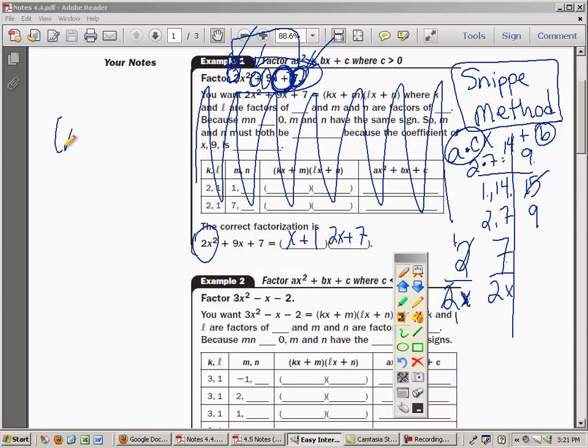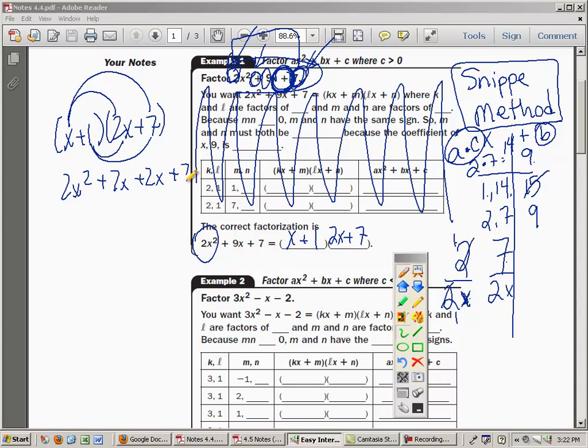Let's go ahead and check our answer by FOILing. x times 2x is 2x squared. x times 7 is 7x. 1 times 2x is 2x. And 1 times 7 is 7. What is 2x plus 7x? Well, that is 9x. And so you end up with 2x squared plus 9x plus 7. And that's where we started, folks.